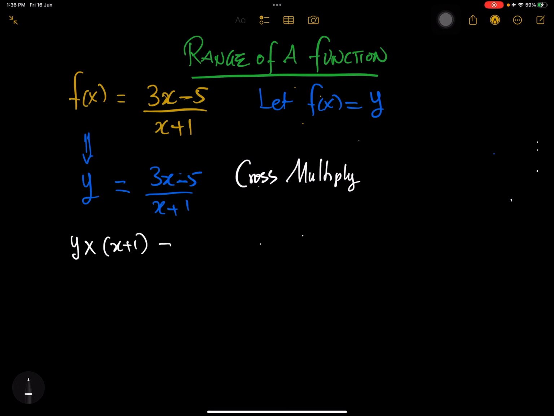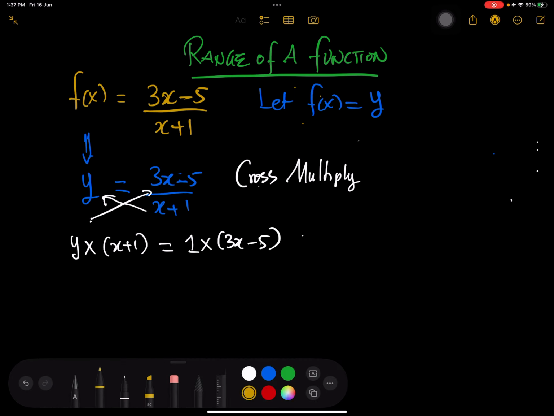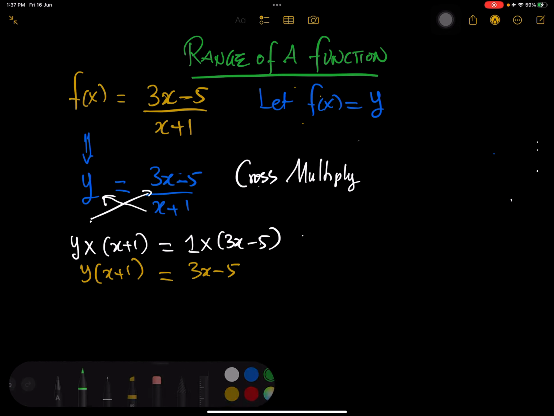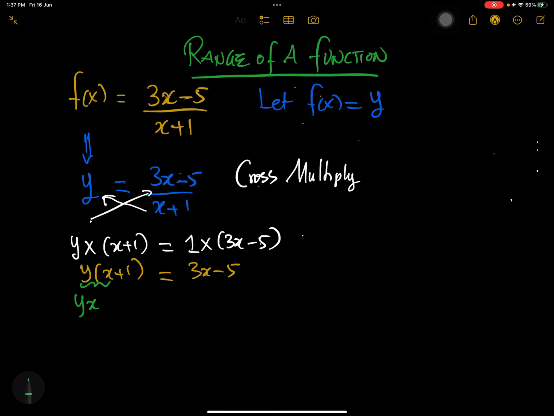1. This is going to multiply this. And then whatever is here, which is 1, is going to multiply the 3x minus 5. And then we are going to get y into x plus 1 is equal to 3x minus 5. Now we are going to expand, right? We're going to expand this. So this is going to multiply this. We get yx plus this is going to multiply this. We're going to get y, which is equal to 3x minus 5.